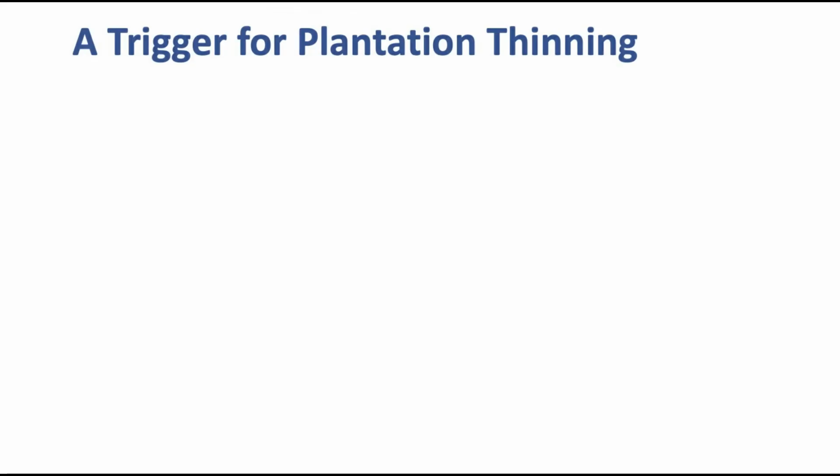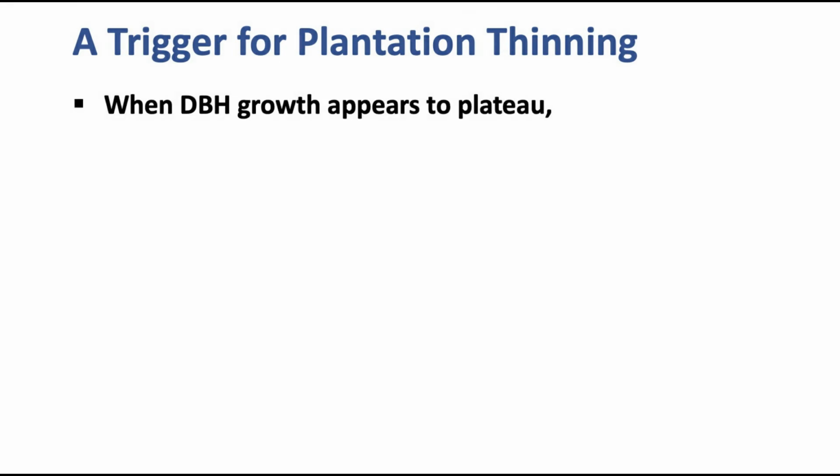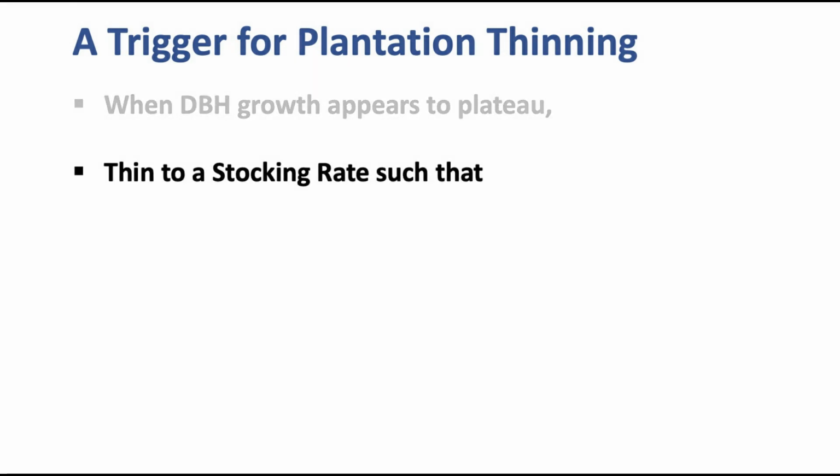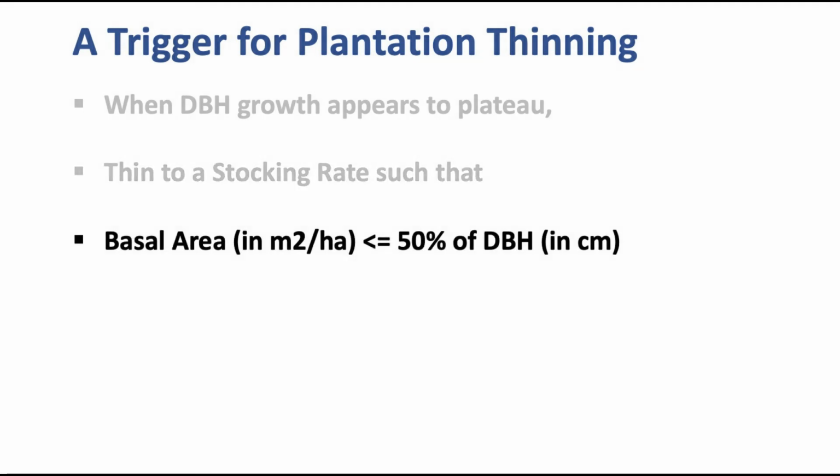There's a well-known trigger for plantation thinning, and that is that when the DBH growth appears to plateau, then one should thin to a stocking rate such that the basal area in metres squared per hectare is less than or equal to about 50% of the DBH in centimetres. This ensures that the trees are not getting too crowded and hence retarding growth.